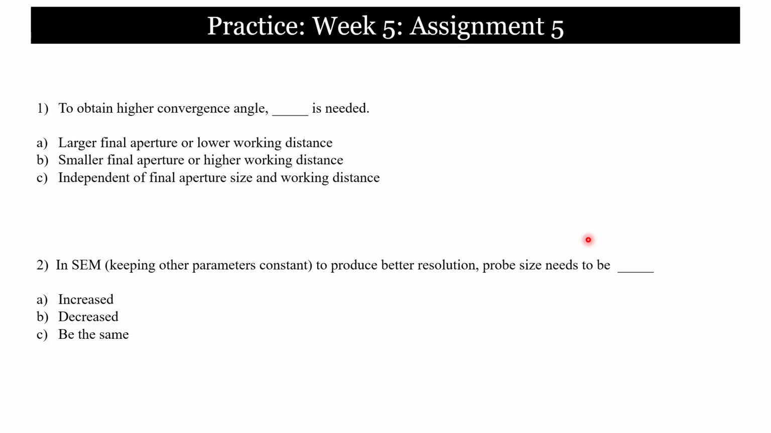The first option says the larger final aperture. Final aperture means the objective aperture, because the objective lens is the final one, which is just above the specimen, and the rest are all condenser lenses. So to obtain higher convergence angle: option A, larger final aperture or lower working distance, or option B, smaller final aperture or higher working distance, or option C, independent of final aperture size and working distance. This we discussed just in the last slide. Can anybody tell me which will be the correct option?